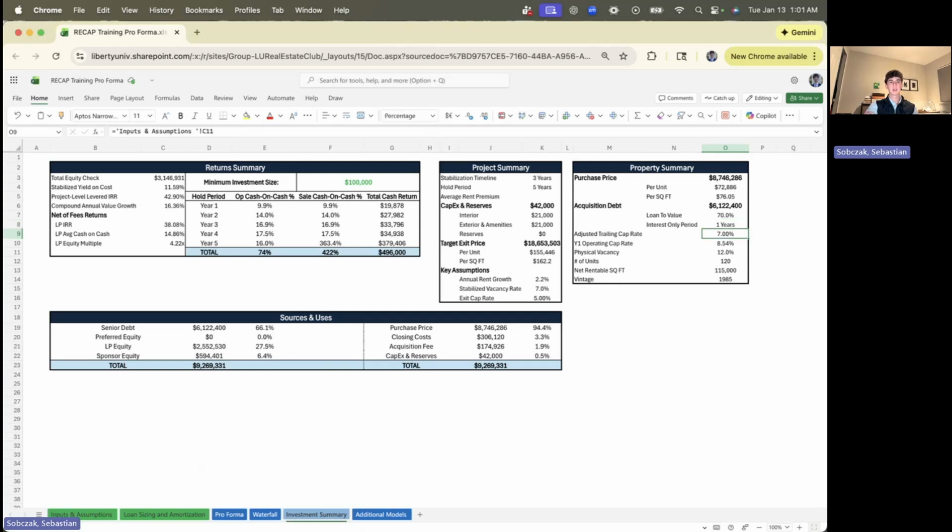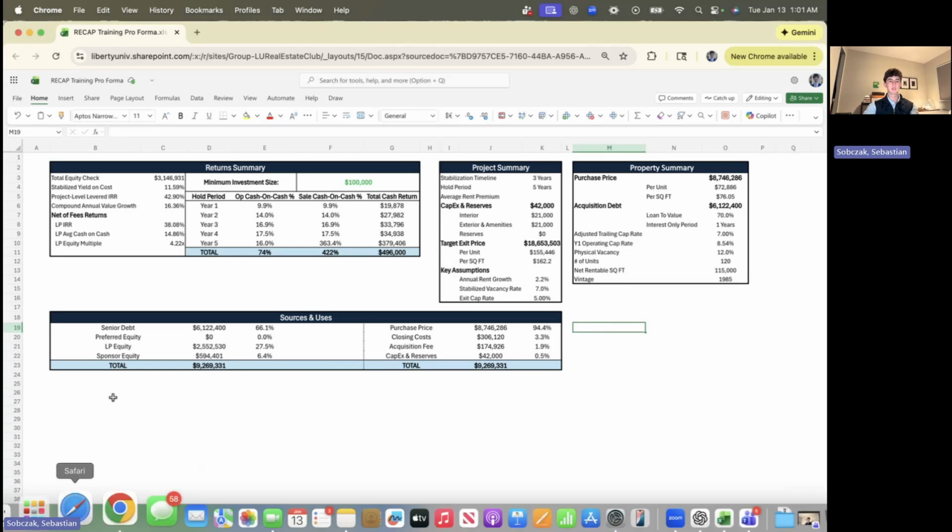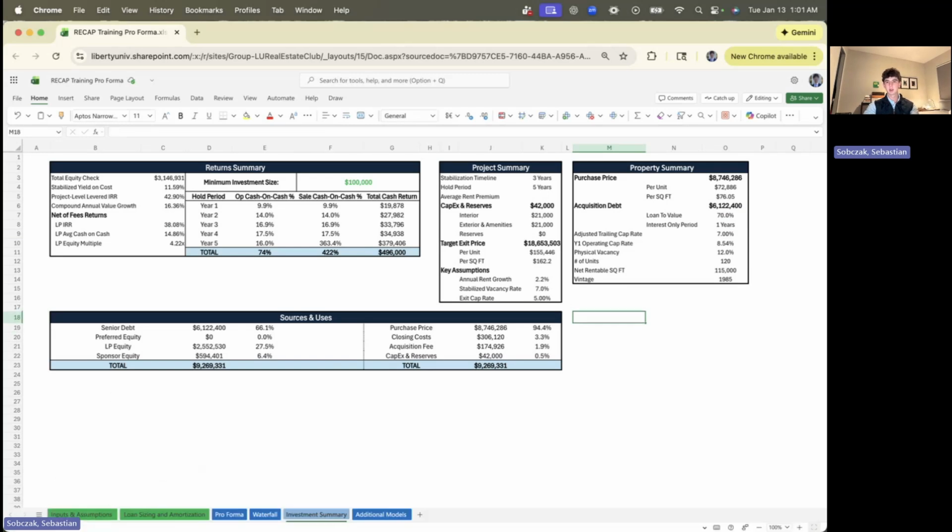Our adjusted trailing cap rate is in our inputs and assumptions at C11. It's our purchase cap rate. And then our year one operating cap rate is going to take a sum of our first 12 months of operations and then divide it by our purchase price and inputs and assumptions to get that year one. It's pretty much year one NOI over purchase price to get your year one cap rate.